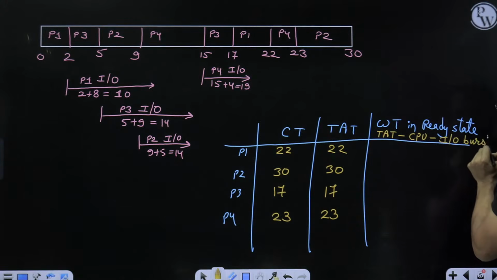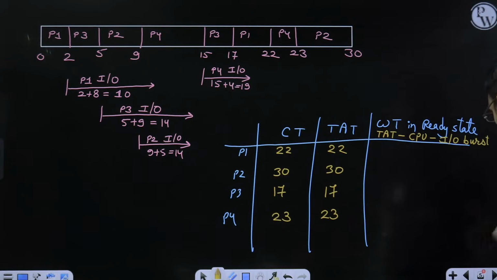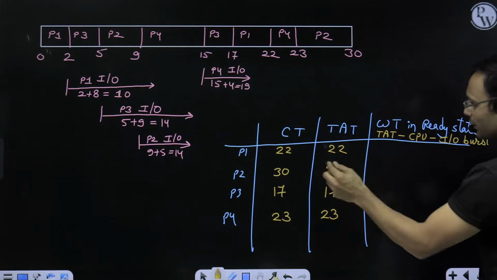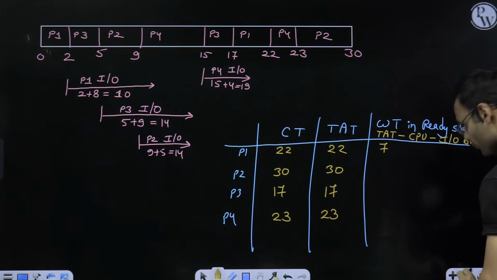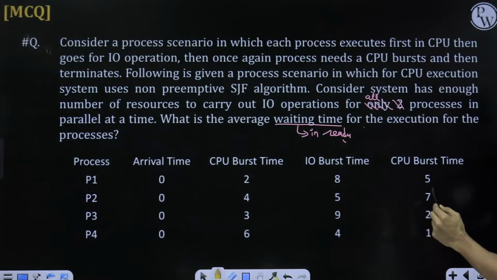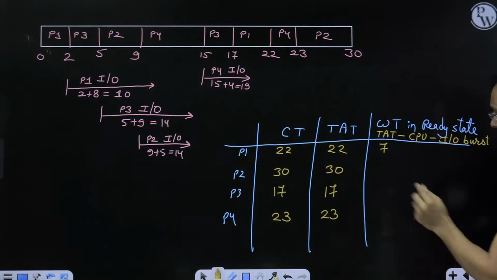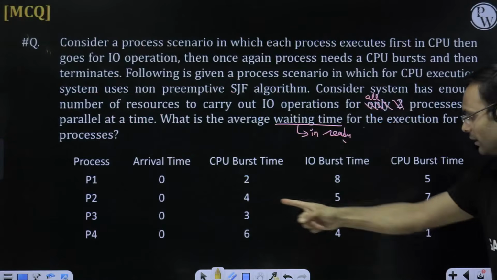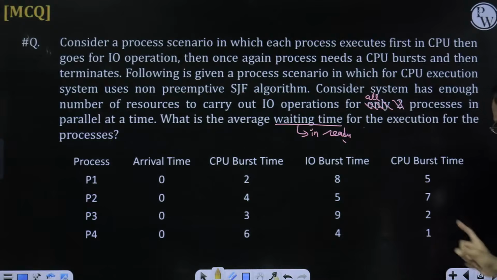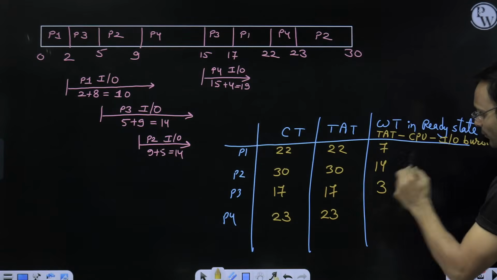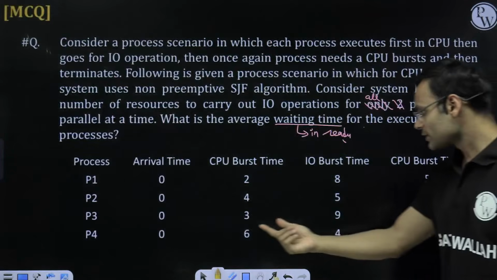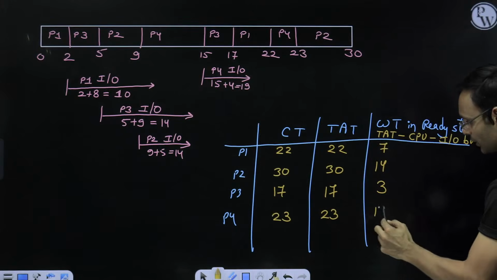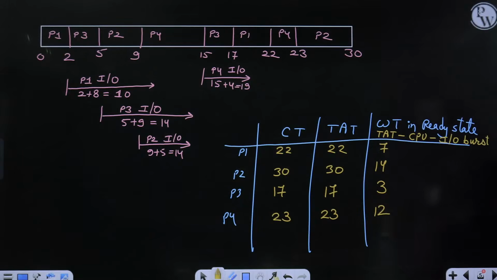Every burst you will have to subtract. 8 plus 2, 10 plus 5, 15, 22 minus 15 is 7. 9 and 7 is 16, 30 minus 16 is 14 time duration P2 waits. Then here 9 plus 3, 12 plus 2, 14, 17 minus 14 is 3. For P4, 6 plus 4, 10 plus 1, 11, total 12 duration P4 is waiting.